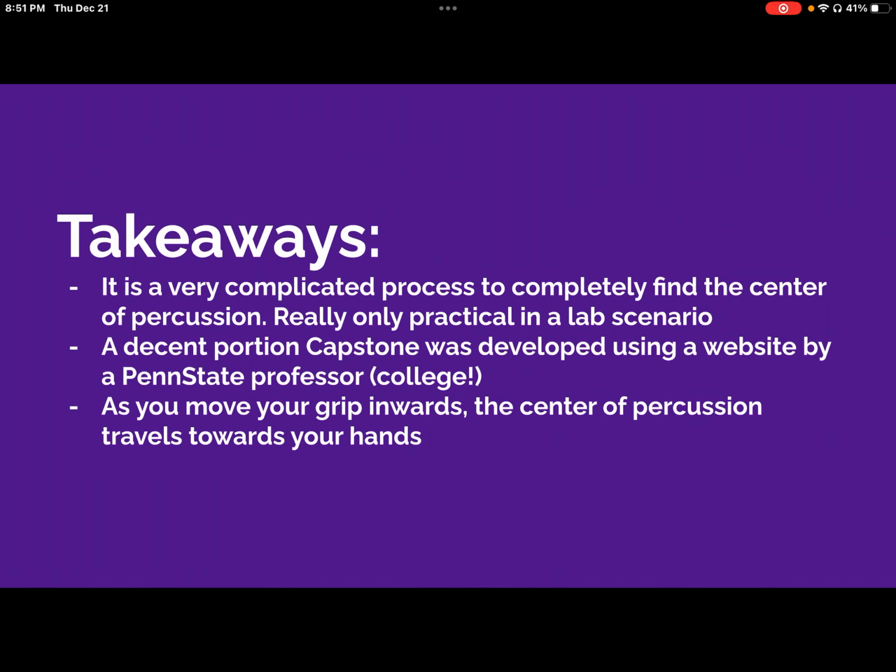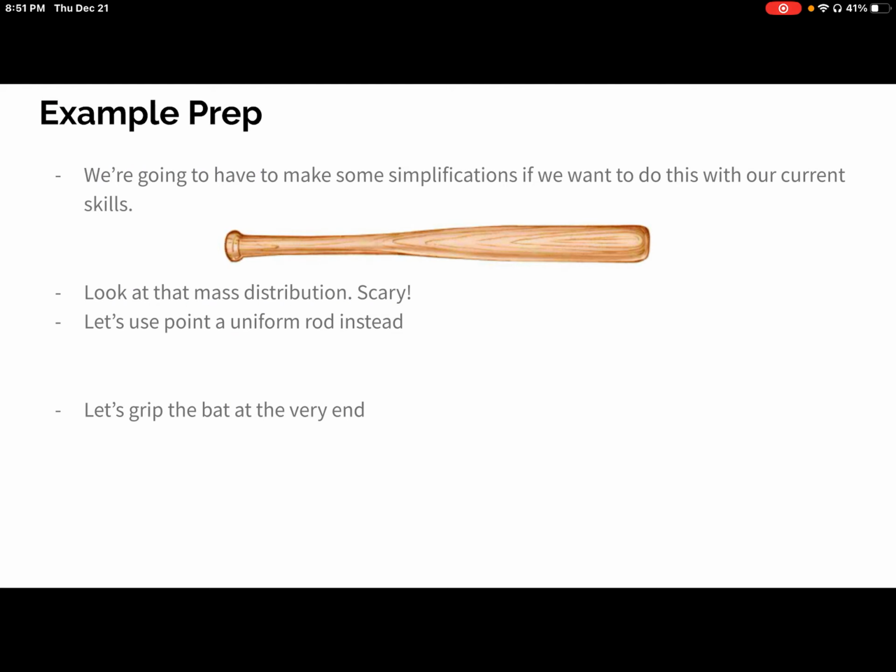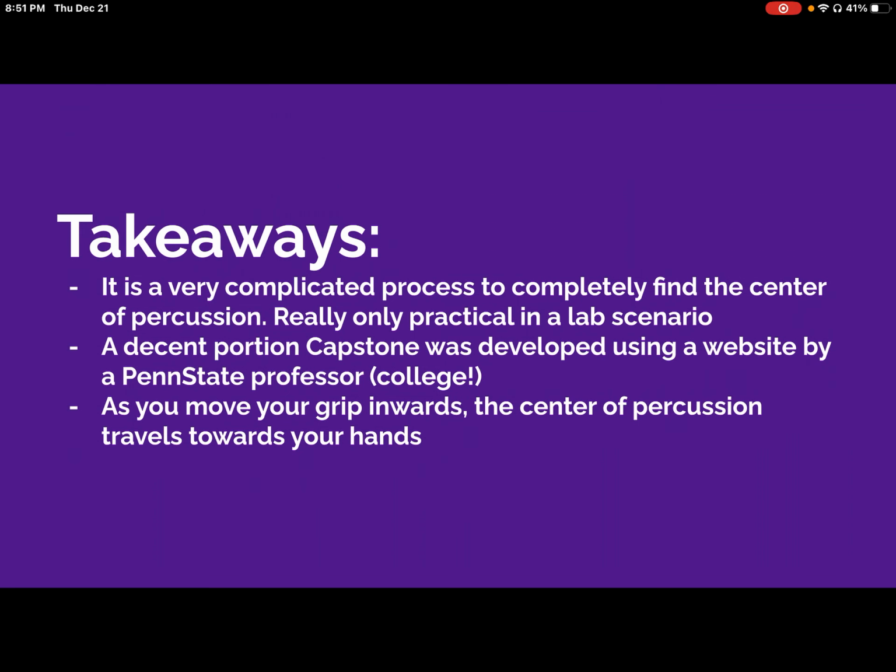And some takeaways: it's a very complicated process to properly find the center of percussion, because you have to take into account the mass distribution and then find the rotational inertia at your pivot point. So it's really only practical in a lab scenario. I'm sure real baseball players are just told about where they should be hitting the ball.